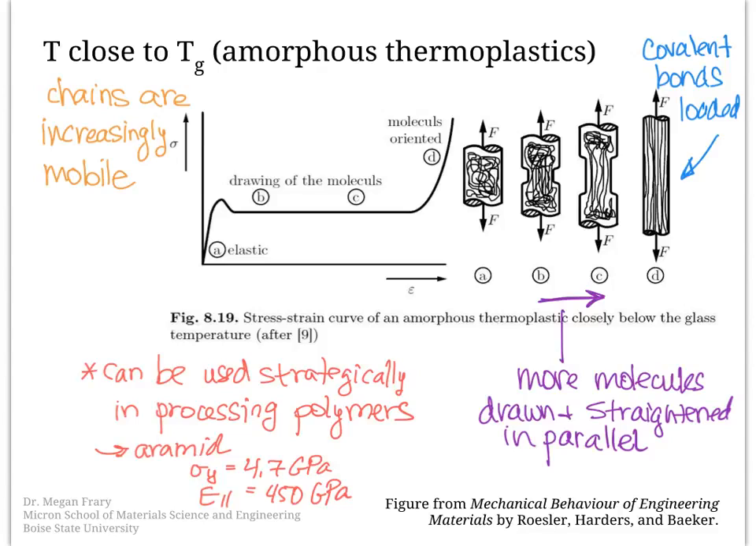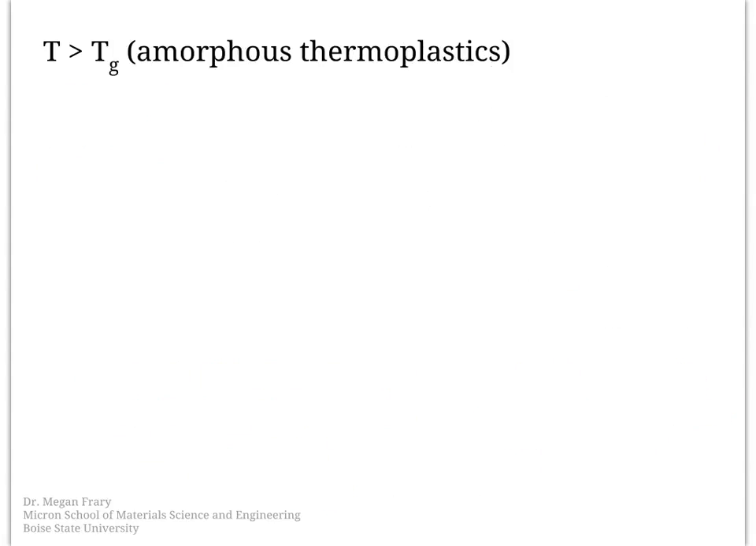So the very last temperature region to look at is what happens when the glass transition temperature is exceeded. So in the previous video, we already looked at what happens at temperatures above the glass transition temperature. Now we're assuming that there is also a load applied. And in that case, the mobility is very high, and with the applied load, the chains are going to very easily slide past one another.